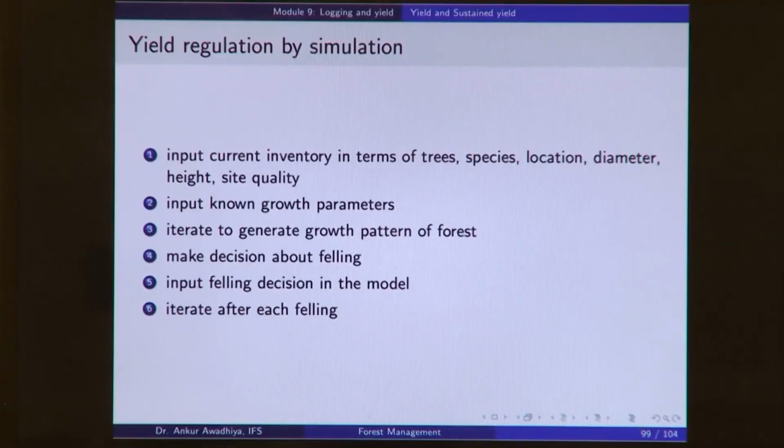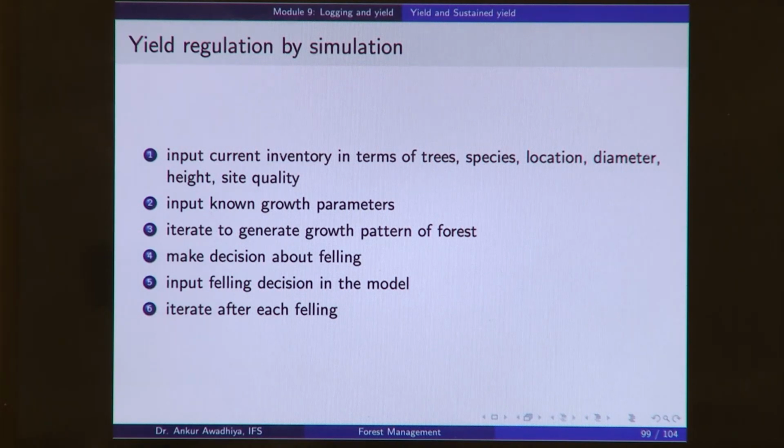So, essentially the steps are: you simulate your forest in the computer and input the known growth parameters. You are telling the computer that for this particular site quality, for this species, for this dBH and height class tree, what is the growth that such a tree normally shows. So, you are putting in the growth parameters. Then you iterate to generate the growth pattern of the forest: how will the forest look after 1 year, after 2 years, after 3 years and so on.